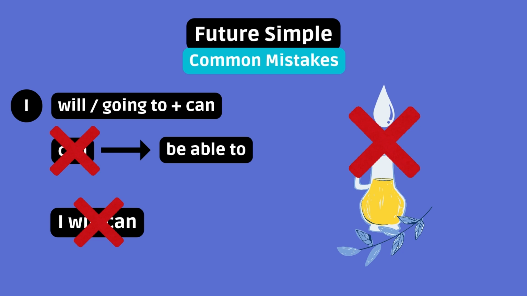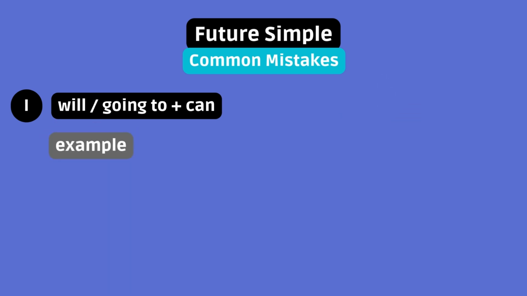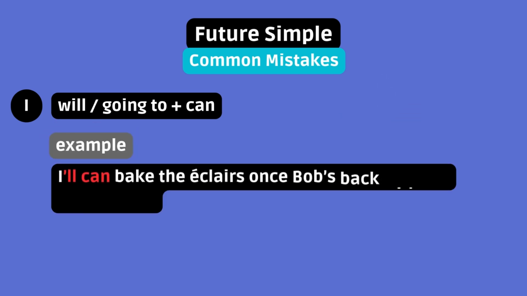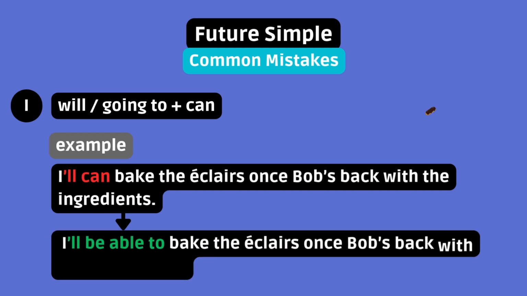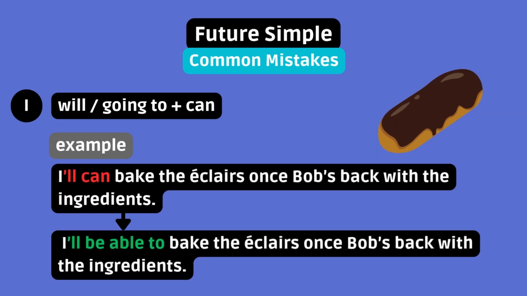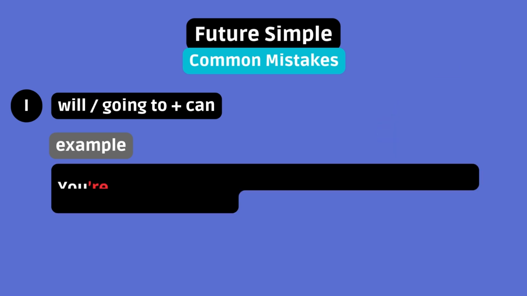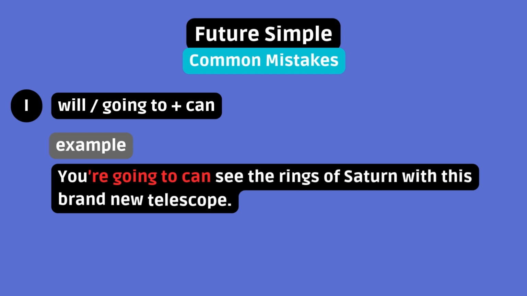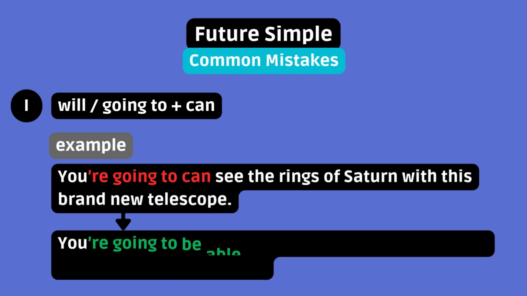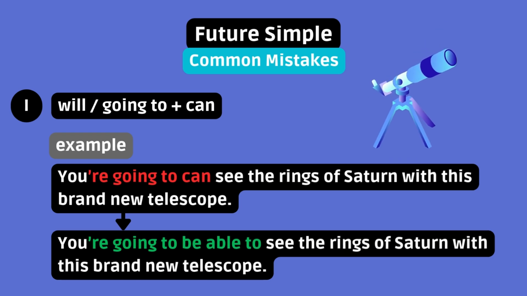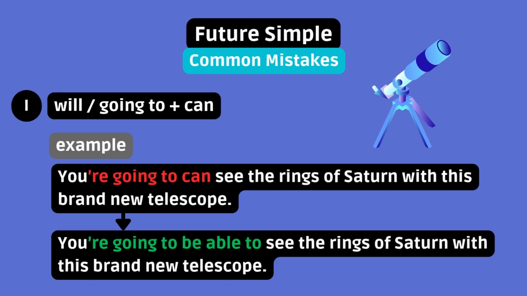It just doesn't work. Example, Al can bake the eclairs once Bob's back with the ingredients. Should be, I'll be able to bake the eclairs once Bob's back with the ingredients. You're going to can see the rings of Saturn with this brand new telescope. Should be, you're going to be able to see the rings of Saturn with this brand new telescope.